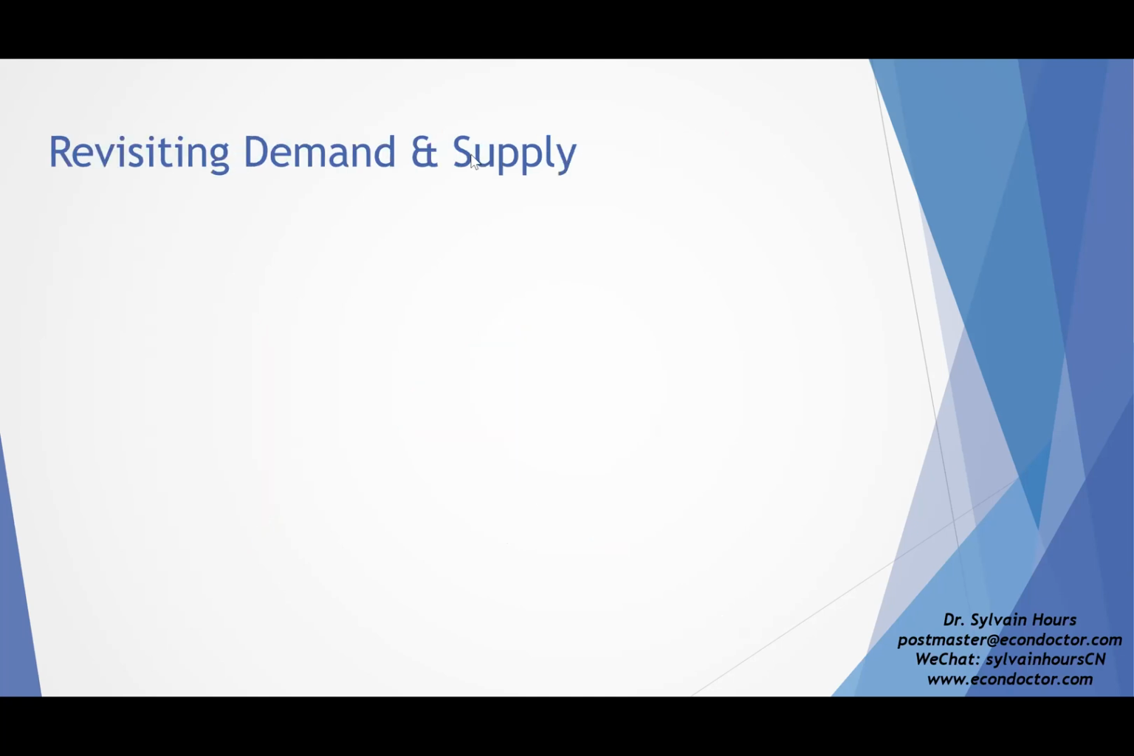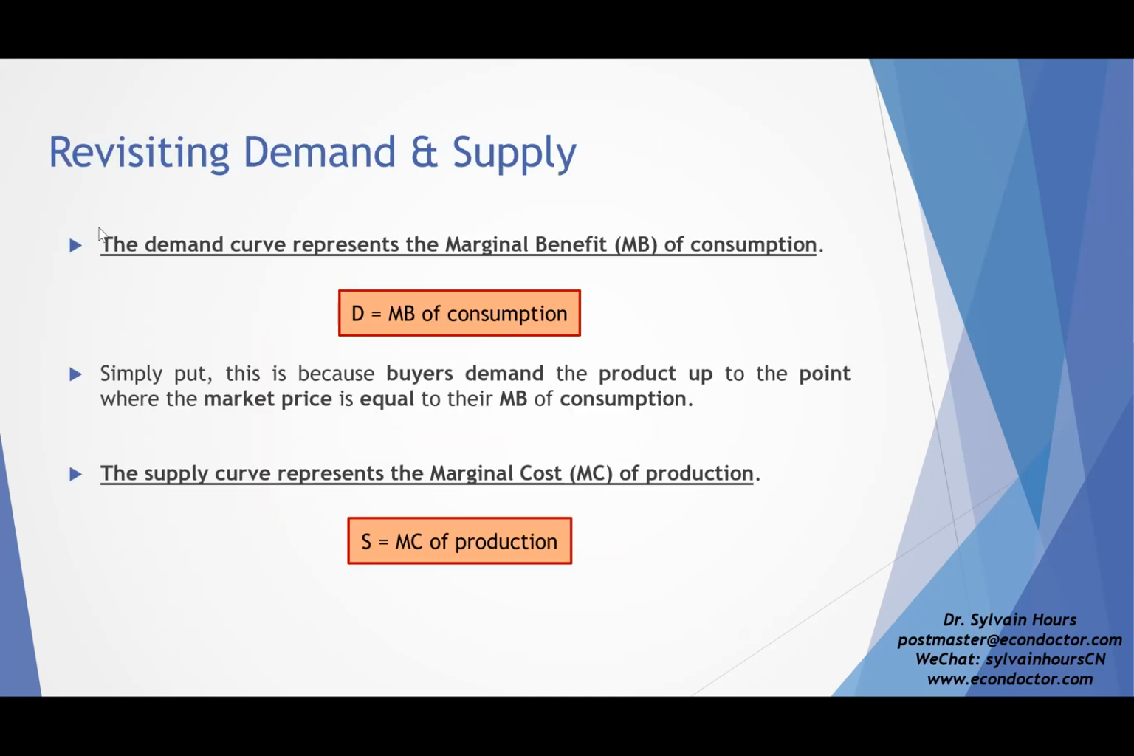Okay. All right, so keep it simple. The demand curve, marginal benefit of consumption; the supply curve, that's the marginal cost of production.